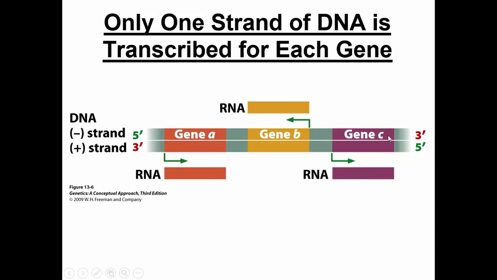This other RNA, gene C, is also being transcribed off the bottom strand. However, you can see that gene B is being transcribed off the top strand. But again, only one strand of the double helix is transcribed for a given gene, and it's usually always the same one.